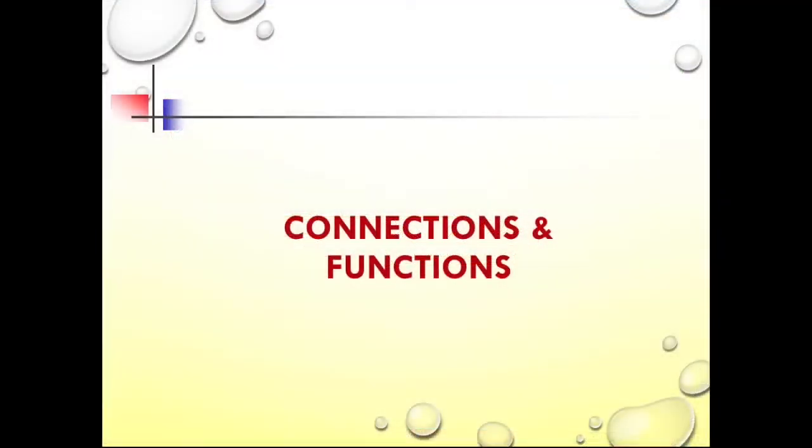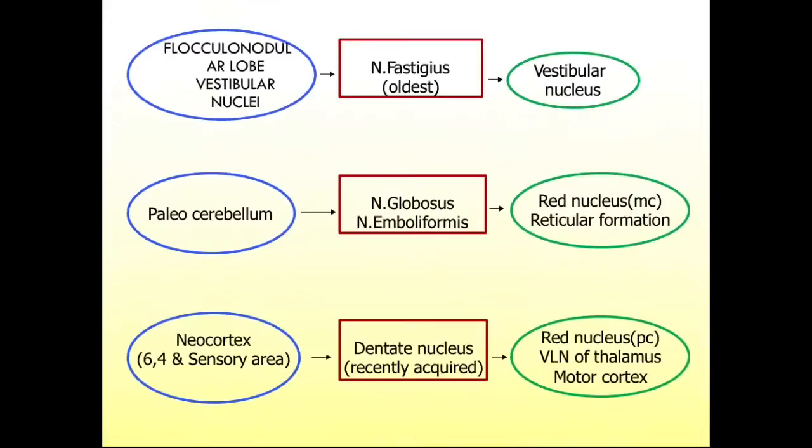So this is the PowerPoint presentation of connection and function of cerebellum. Connection, based on these: fastigial nucleus, globose, emboliform, that is the interpositus nucleus, and this one is dentate nucleus. So fastigial is concerned with the flocculonodular lobe as well as the vestibular nuclei, okay. Globose and emboliform form the paleocerebellum. It will go mainly to the red nucleus and reticular formation.